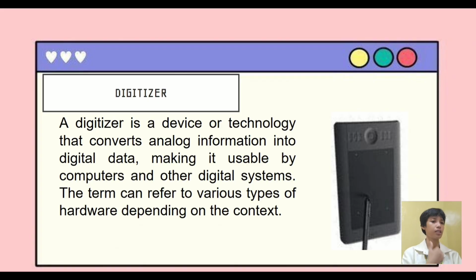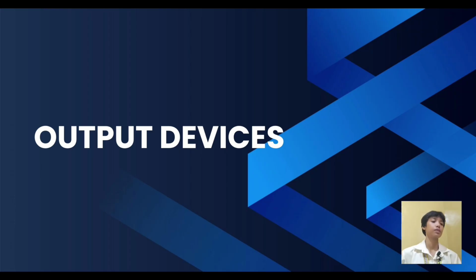And we have here a digitizer. It is a device or technology that converts analog information into digital data, making it usable by computers and other digital systems. The term can refer to various types of hardware depending on the context. So since we are done discussing the input, let's go now to the output devices.